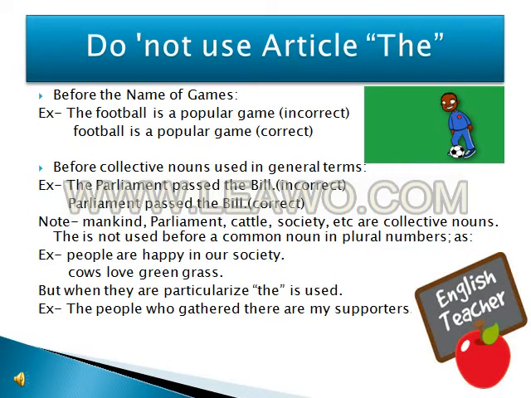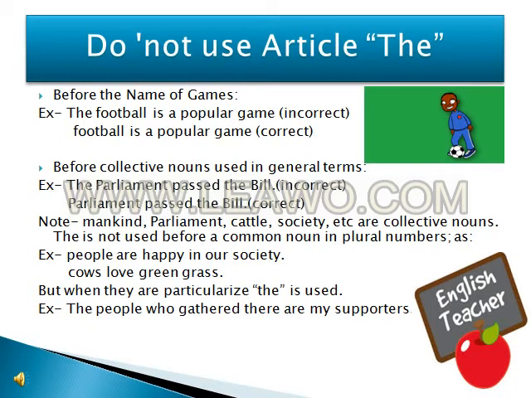Next rule: before collective nouns used in general terms, we will not use the article the. For example, the parliament passed the bill. This is incorrect. What will be the correct one? Parliament passed the bill. Here are some other collective nouns or common nouns: mankind, parliament, cattle, society, etc. These are the collective nouns.